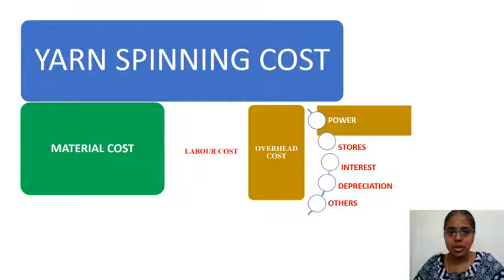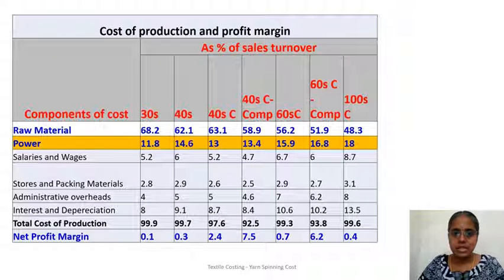As we already know, the various components of the cost in the yarn spinning mill are material cost, labor cost and power cost. The second largest consumption is power and the third is the labor cost. This table is from the Citra norms 2020. We can see that the power cost is the second major component of the total cost, and it ranges from 10 to 20.